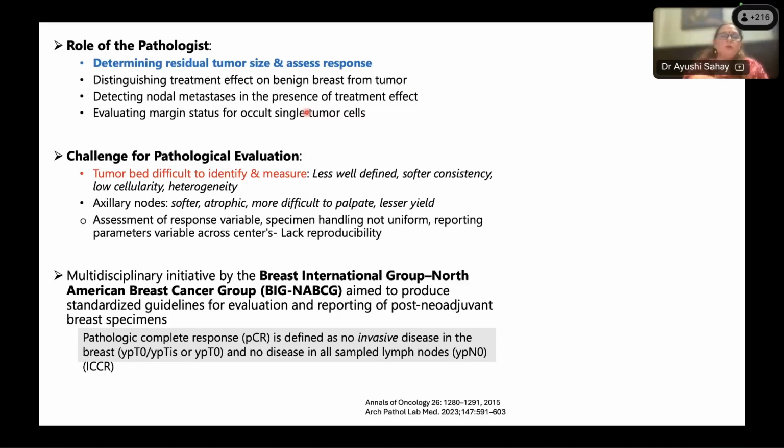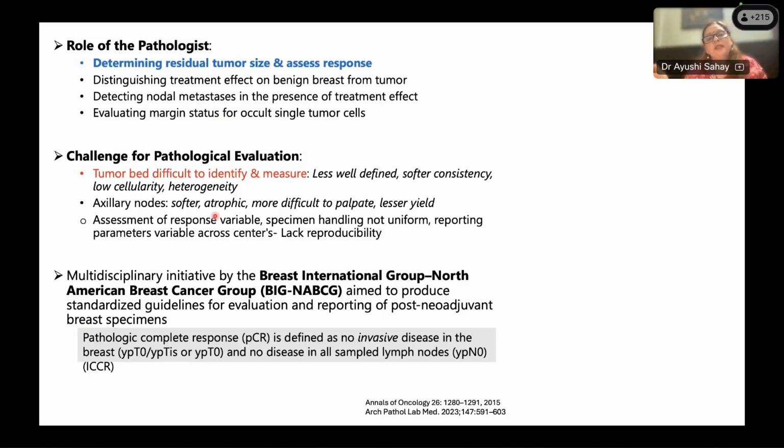So the roles of the pathologist are many, but the challenges are also many, because once you give the chemotherapy, the tumor becomes soft, less well defined, low in cellularity, and heterogeneous. So the palpation that I showed in the upfront specimen does not work well here, because the tumor bed becomes softer. The tumor bed is difficult to identify and difficult to measure. The axillary nodes are softer, atrophic, and more difficult to palpate. There is lesser yield, and the assessment of response is variable.